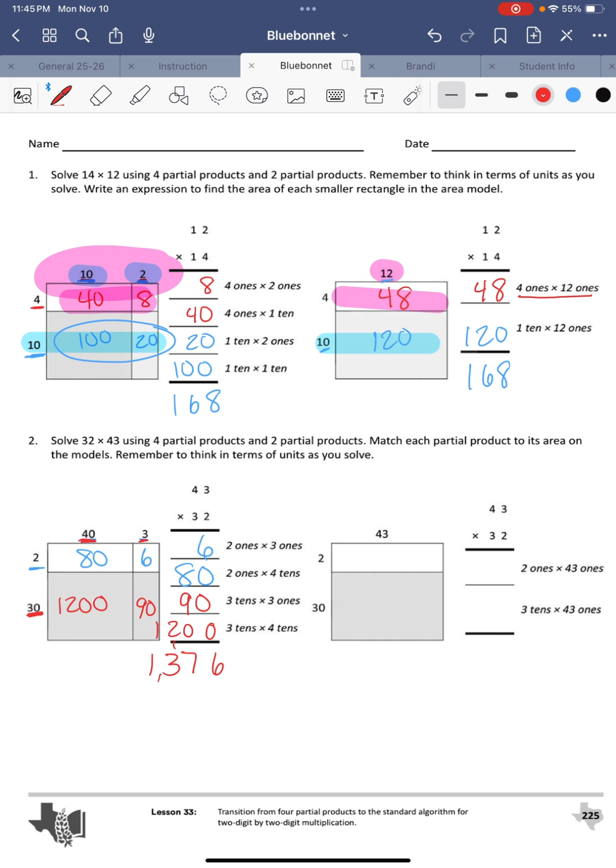So let's do the same thing over here on this side. If I take this, that's the same thing as just saying 43 times 2. 3 times 2 is 6. 4 times 2 is 8. That's what this number is. Now I'm taking 43 times 3 tens. Well, if I just do 43 times 3, I get 129 with my 0 on the end. That's the same thing as adding those together.